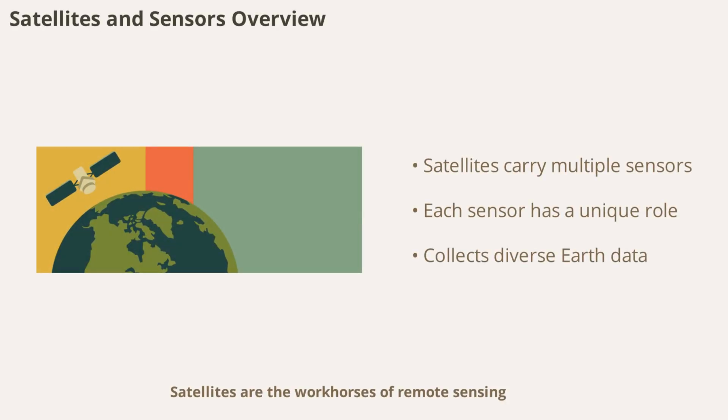Satellites are the workhorses of remote sensing, carrying a variety of sensors and instruments into orbit. Each sensor is designed for specific tasks, such as capturing images, measuring temperature, or detecting moisture. The names of sensors often reflect their function or the satellite they're mounted on. For example, Landsat 9 carries the Operational Land Imager 2 (OLI-2) and the Thermal Infrared Sensor 2 (TIRS-2). These instruments work together to collect comprehensive data about Earth's surface and atmosphere.